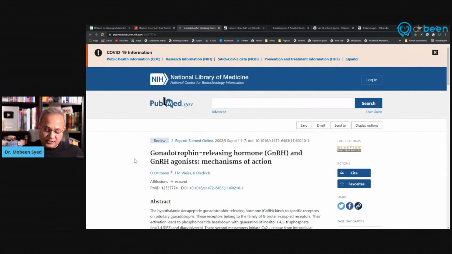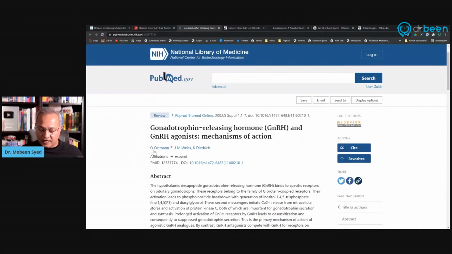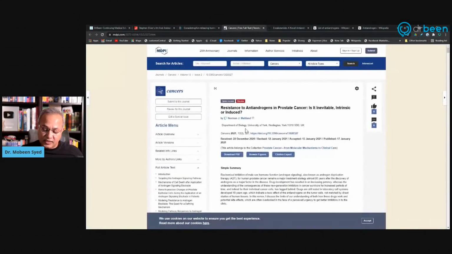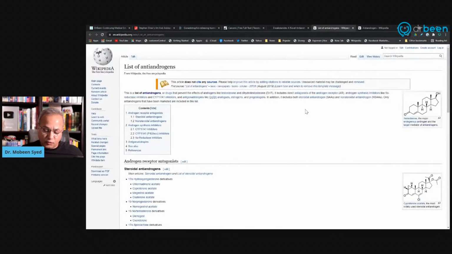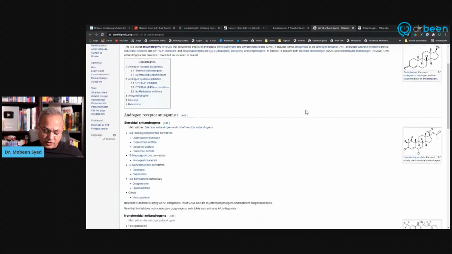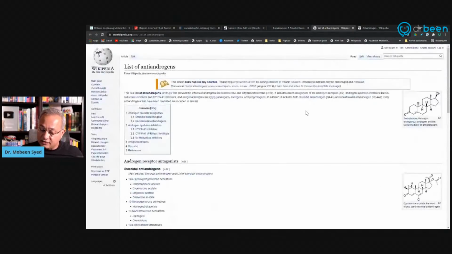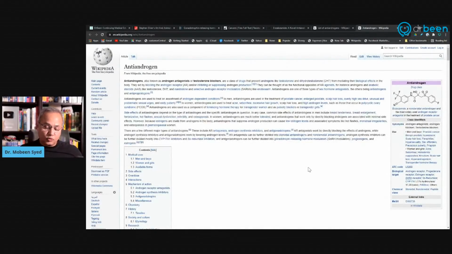These are the references. Gonadotropin releasing hormone, so we'll talk about that today. Resistance to anti-androgens, we'll talk about that. Clinical Cancer Research, another good one. This is a list of anti-androgens. Again, if you do not like this, there are other good sites as well, for example, UpToDate. However, these are the lists of various kinds of anti-androgens. I'm going to talk about their targets. And this is what anti-androgens are. Again, if you like, you can read it from other places.